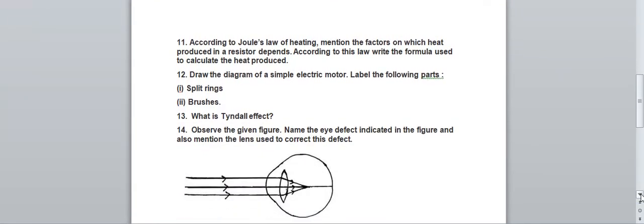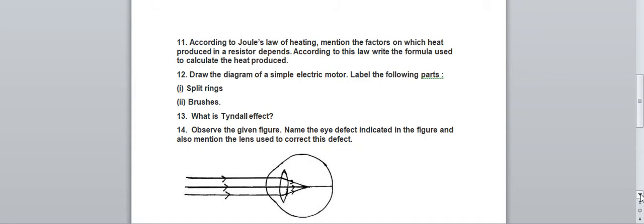Question number 11. According to Joule's law of heating, mention the factors on which heat produced in a resistor depends. According to this law, write the formula used to calculate the heat produced. This is a very important question which is asked every year in the exam. So, go through this question also. Question number 12 is, you have to draw a diagram of a simple electric motor and label the parts: split rings and brushes.